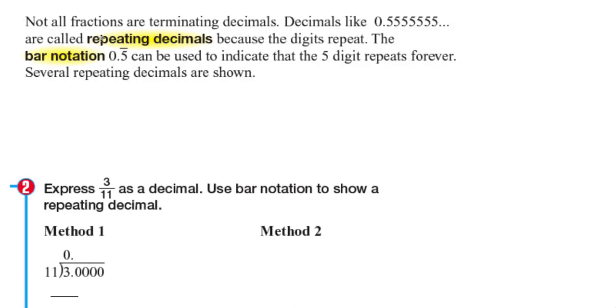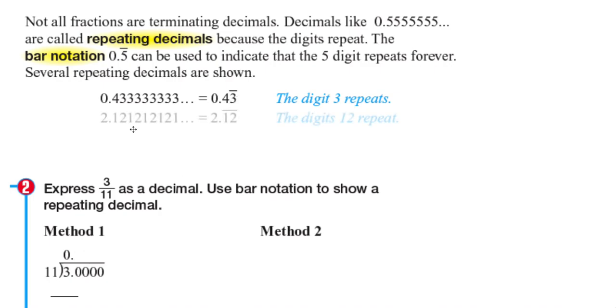Now, not all fractions are terminating decimals. Decimals like 0.5555555 are called repeating decimals because the digits repeat. The bar notation can be used to indicate that the 5 repeats forever. Several repeating decimals are shown. 0.433333 dot means it repeats forever. Put a bar notation on the digit that repeats.